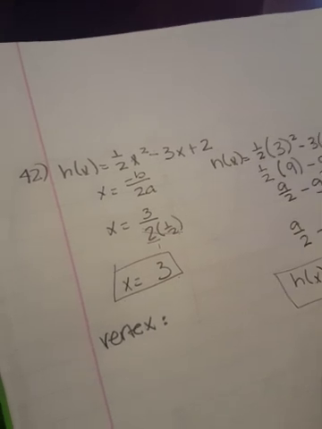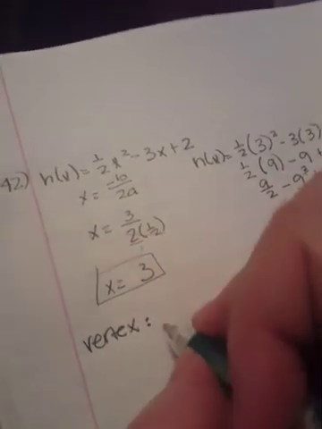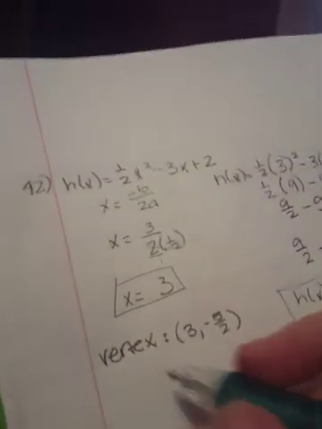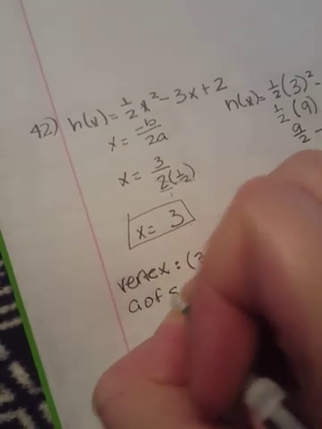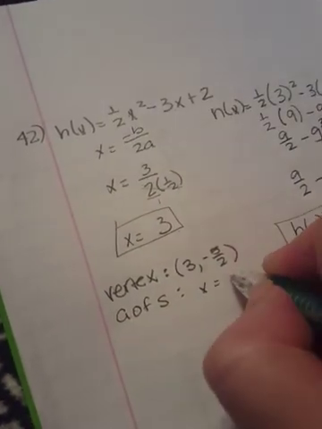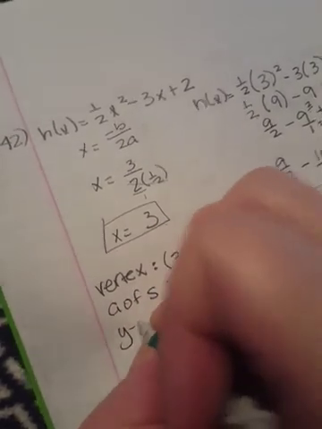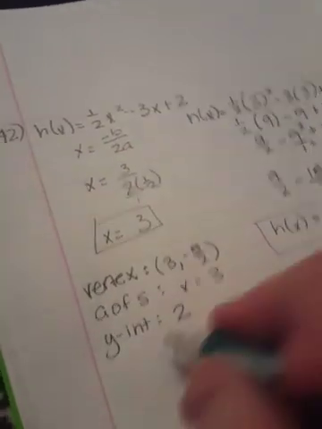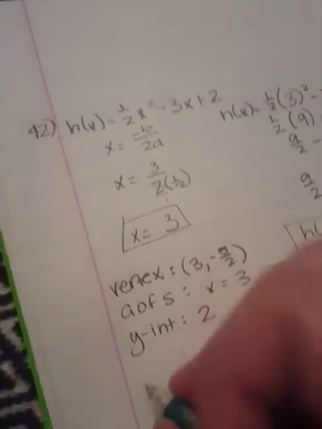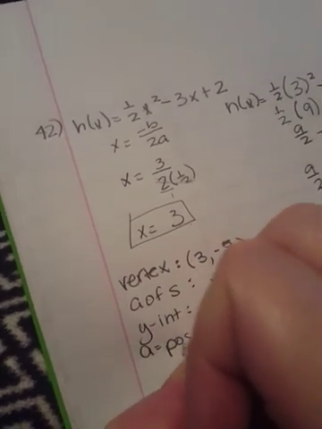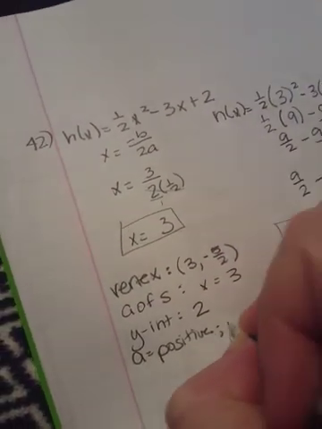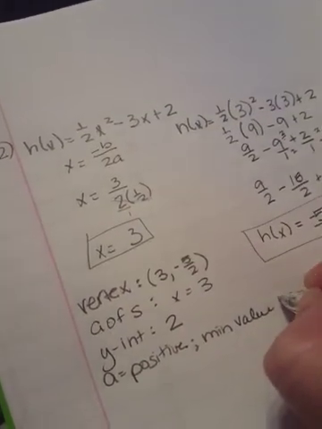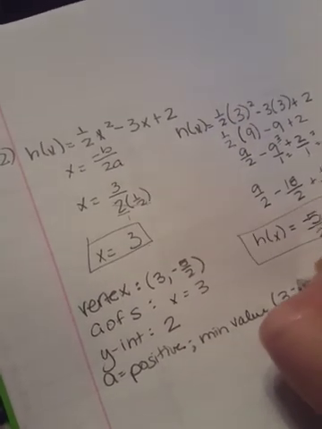Okay, so then our vertex will be 3 and minus 5 halves. Our axis of symmetry is going to be x equals 3. Our y-intercept is going to be 2. And a is positive, so it's going to have a minimum value of 3 and negative 5 halves.